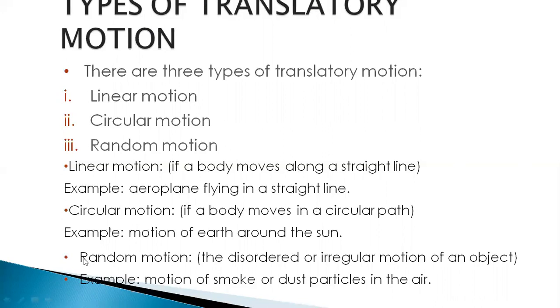Next, third one is random motion. See, the disordered or irregular motion of an object is known as random motion. Gas particles always follow random motion. They are not bound. They can travel and take their own path. So that type of motion is known as random motion.